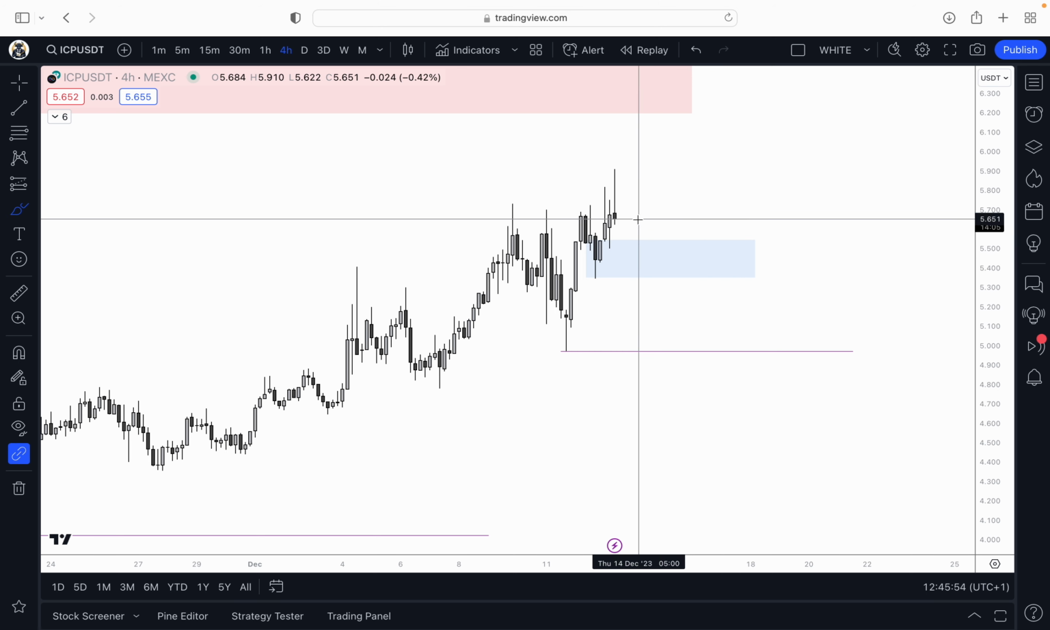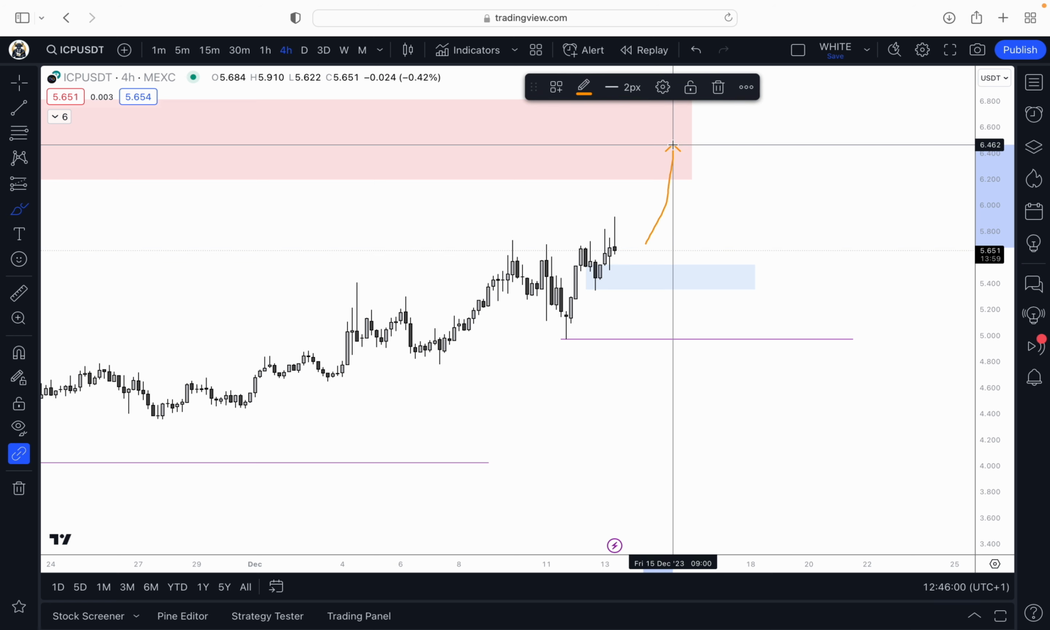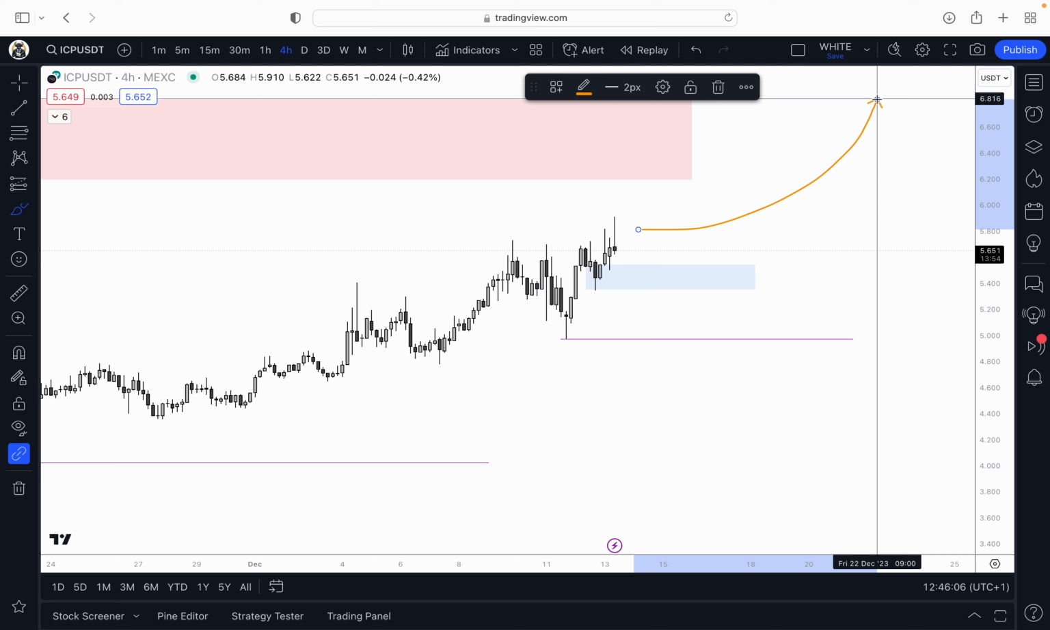But of course, there's also the possibility that we go directly to the upside. And as I said, if we are coming into the supply zone and breaking it to the upside, then I think the chances are high that we can see an explosion for ICP.